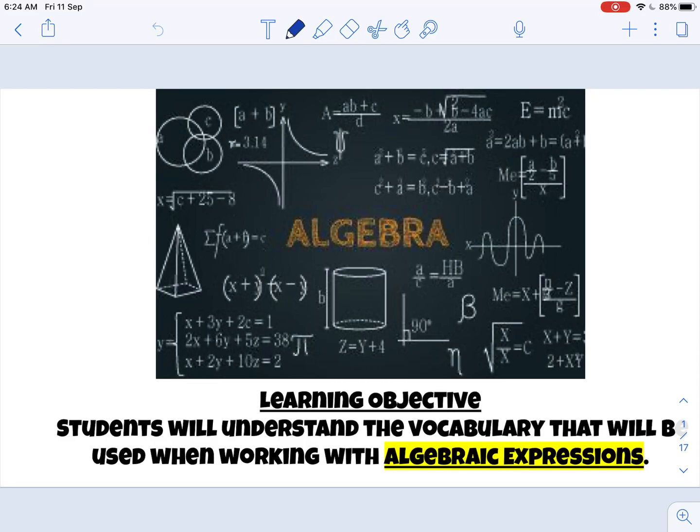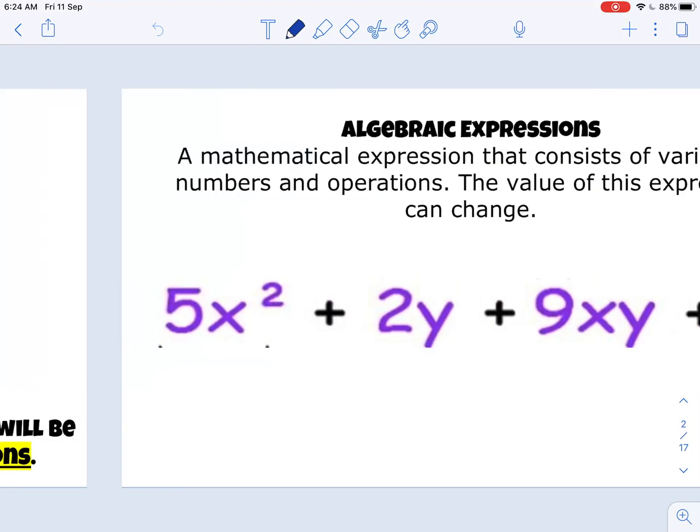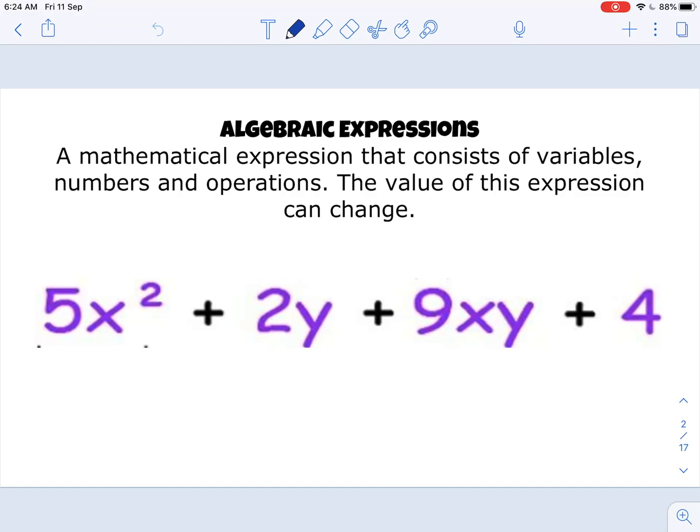So if you notice, I highlighted the word algebraic expressions because that's the first word that we need to know what it means. You don't have to have the formal definition memorized. I've included it on here. It's a mathematical expression that consists of variables, numbers, and operations. The value of this expression can change. So I put an example of an algebraic expression on here, and there's some parts to this that we need to know the names for.